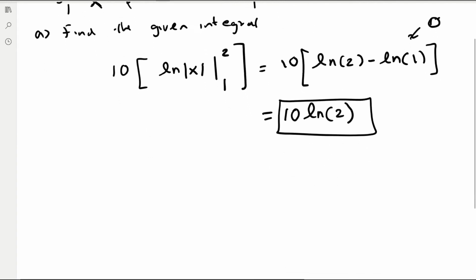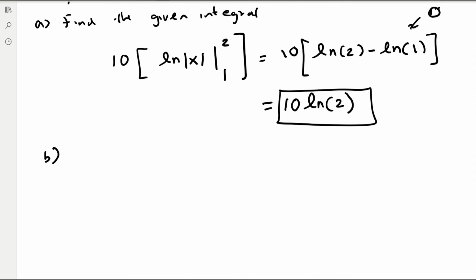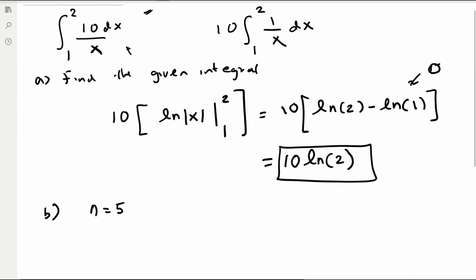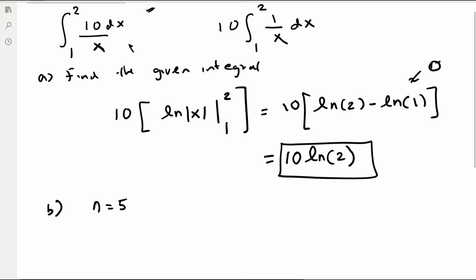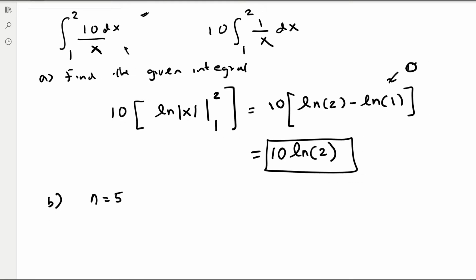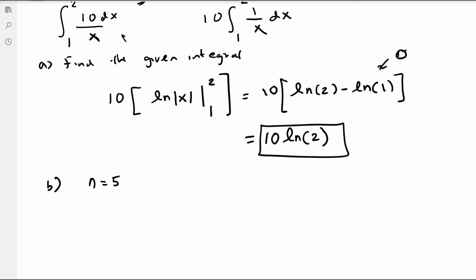Now the second part, I didn't write the second part here. In the second part, they asked me to use the trapezoidal rule with n equal to 5 to approximate the integral. Okay, so let's do this slowly. I know I already solved a trapezoidal rule problem with the previous problem, but I think I might know where you might have made a mistake.